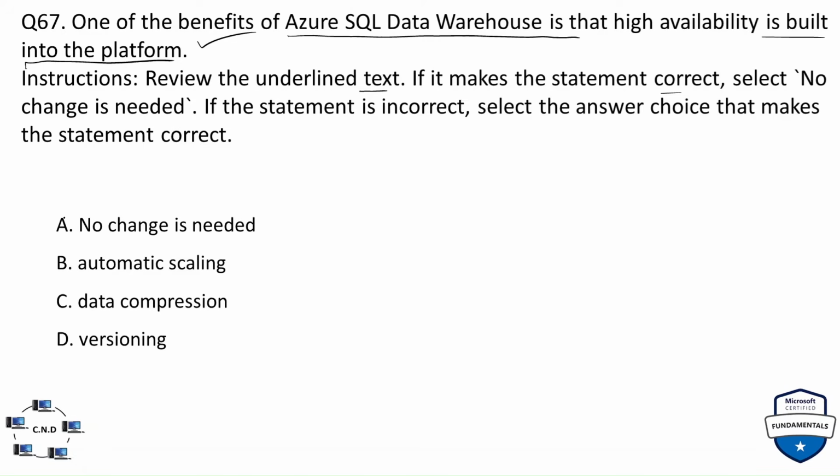So the options are A, no change is needed. It means that the statement is correct, that SQL Data Warehouse has built-in high availability. Option B, automatic scaling. C, data compression, and D, versioning. And the correct option is A: the benefit of Azure SQL Data Warehouse is that high availability is built into the platform, and you don't need any change.